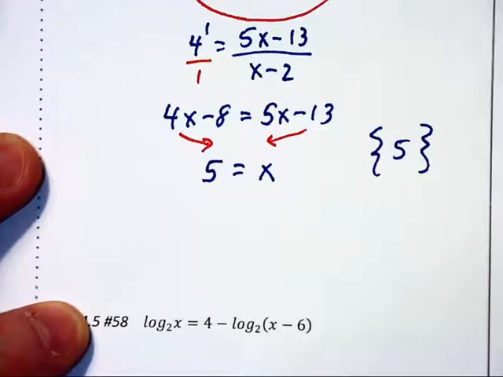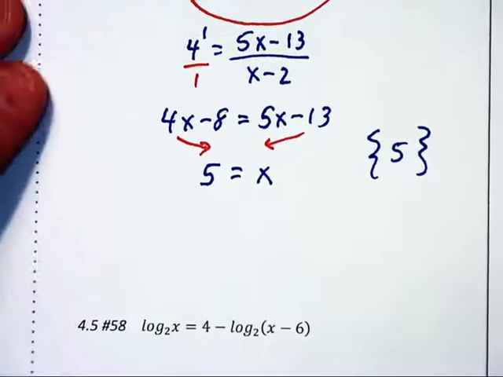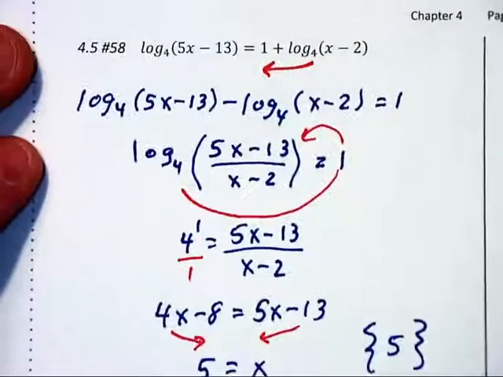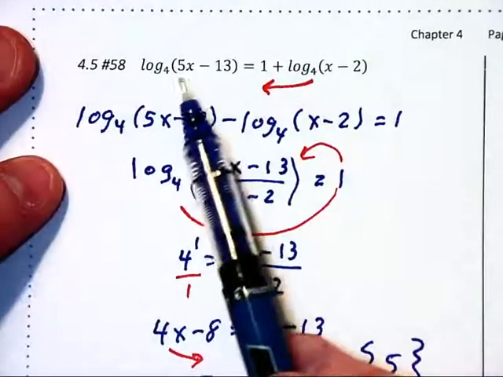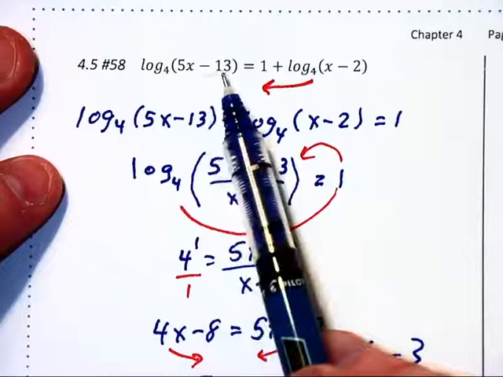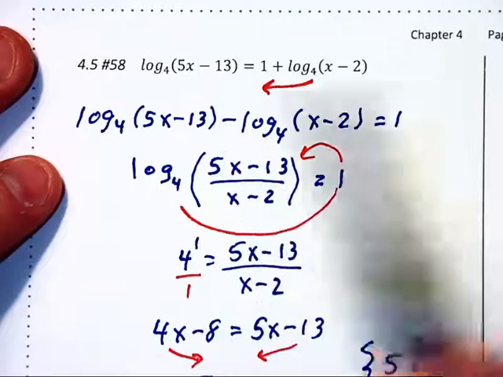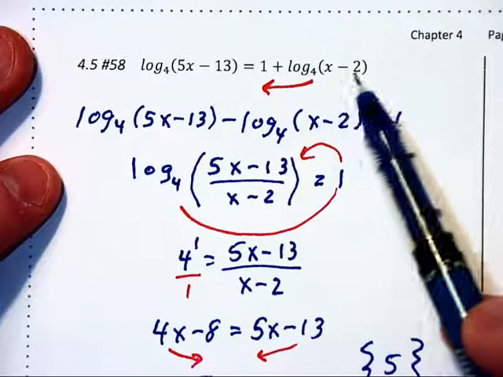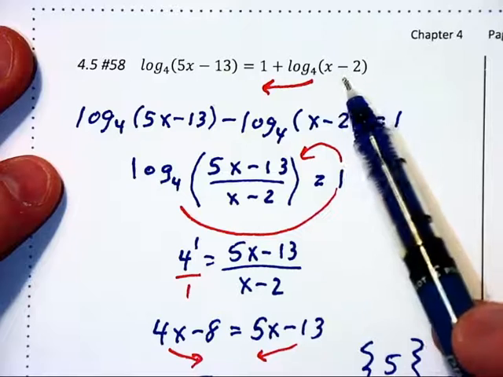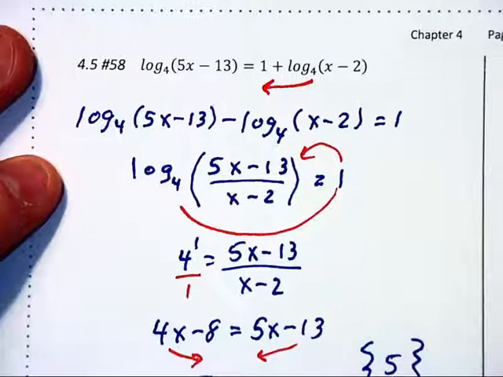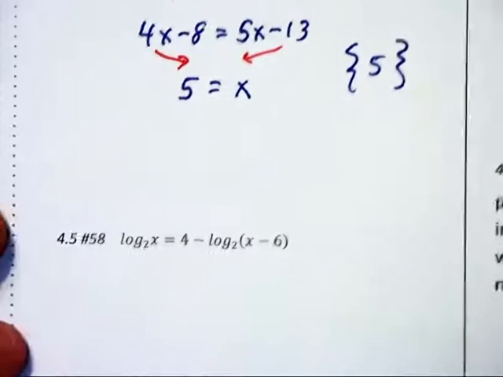Now it could be no solution if it doesn't work when we plug it in, but let's take a look here. In the first argument, we get 5 times 5, 25 minus 13, which is 12, so we get the log of 12. Here we get 5 minus 2, which is 3. It's not a negative number there, so I think we're pretty good on that. And 5 is going to be the answer we're going to go with.